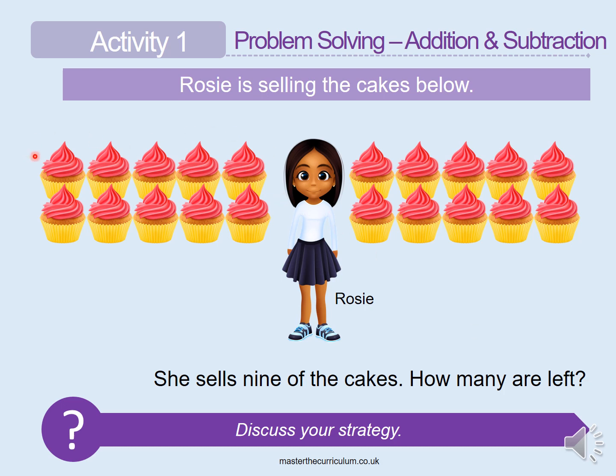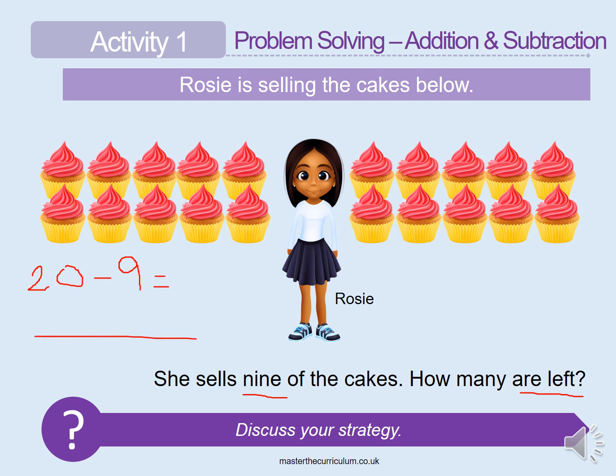So let's count in 2s to see how many cakes there are. 2, 4, 6, 8, 10, 12, 14, 16, 18, 20. So she starts with 20 cakes. Now, when we looked at money last week, when we were talking about what was left, we discussed that we were doing a subtraction because we were taking away. So she sells 9 of the cakes, so those 9 have been taken away.